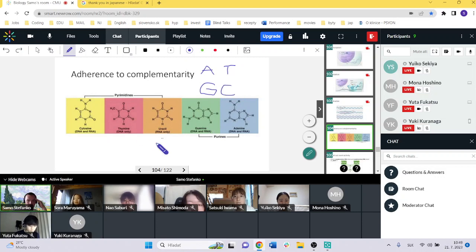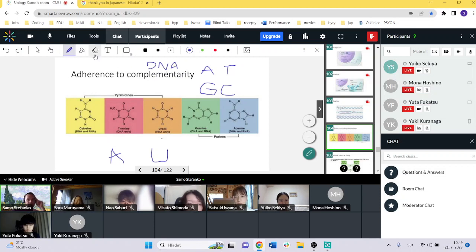So guanine as a purine is complementary with cytosine as a pyrimidine. And the same applies for adenine, which is complementary with thymine. In the RNA, we do not have thymine, we have uracil instead. So that doesn't apply to that rule. This helper applies only for DNA.